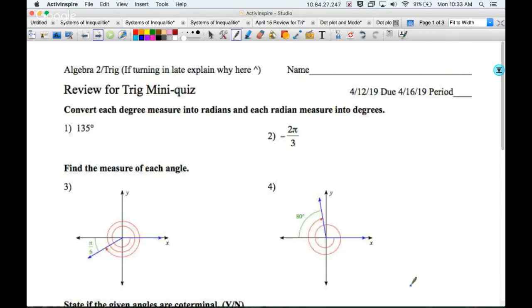Hello and welcome. This is going to be our homework help video for the review for the Trig mini quiz. Start with converting some measurements of angle. Convert each degree measure into radians and each radian measure into degrees.